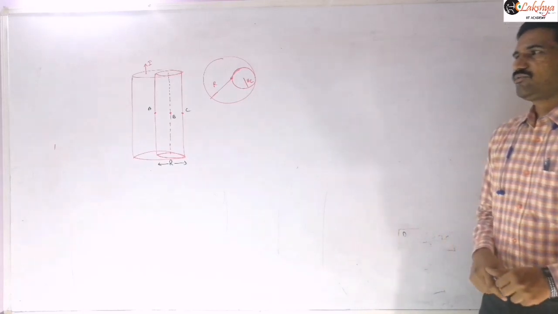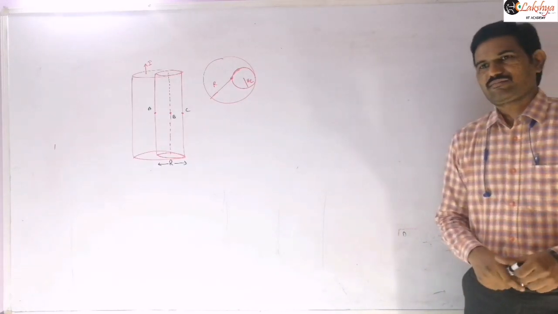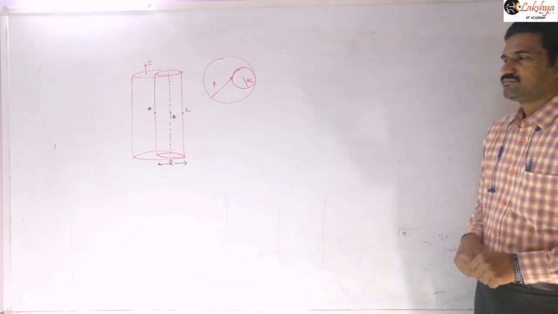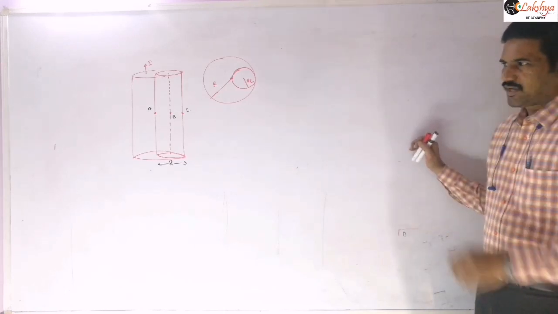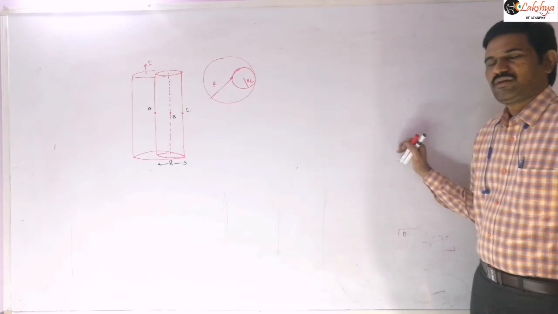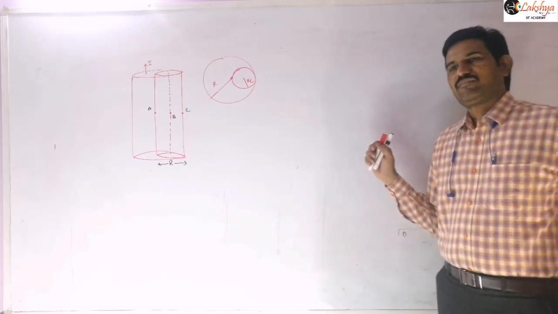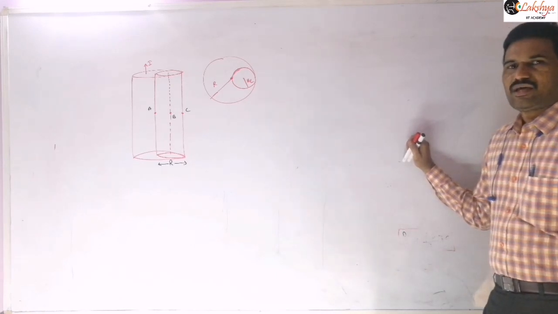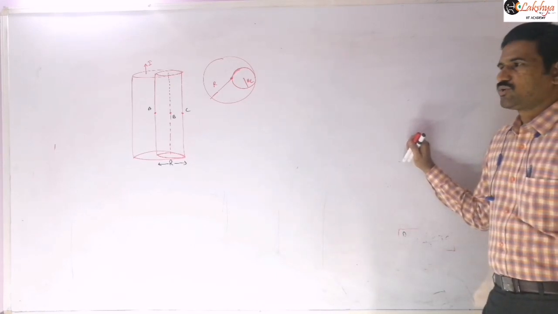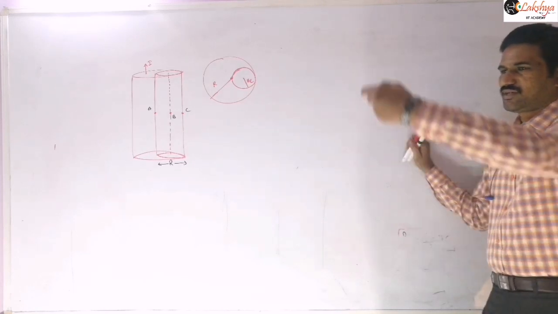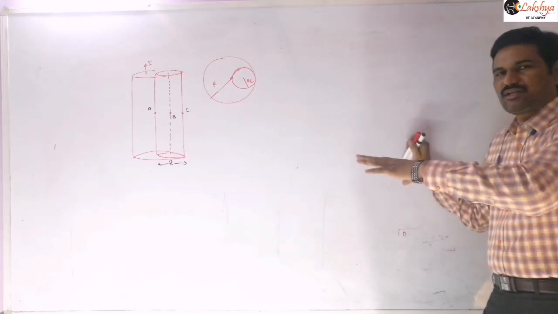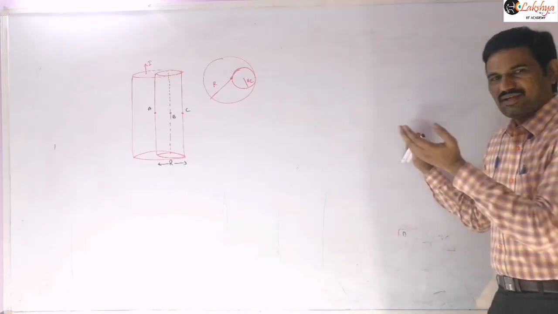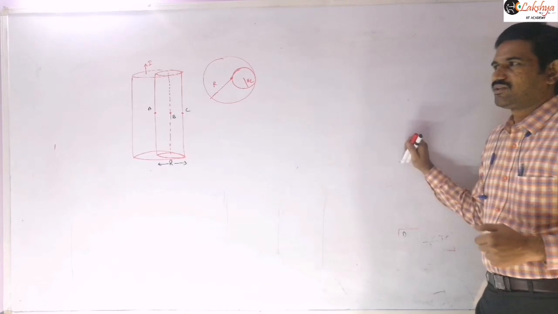If I is a current flowing through this conductor, then find the magnetic field at the points A, B, C shown in the figure. Is it clear? A is at the axis of the original cylinder, B is at the axis of the cavity, and C is on the surface, on the side of this cavity there.